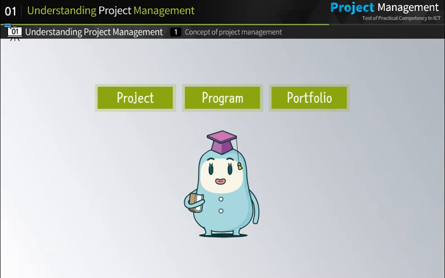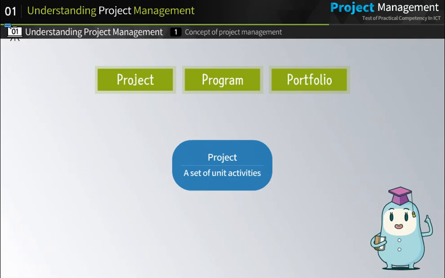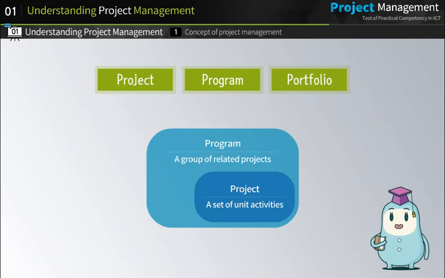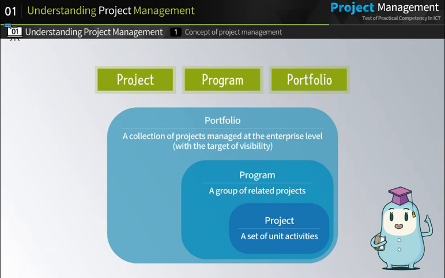Other terms similar to project are program and portfolio. These terms have the following meanings, depending on the size of a business project and its methodology. First, a project generally refers to a set of unit activities. Second, a program refers to a group of related projects. Third, a portfolio refers to a collection of projects managed at the enterprise level, with the target of visibility. Following this training, you should be able to tell the difference between the three terms: project management, program management, and portfolio management.